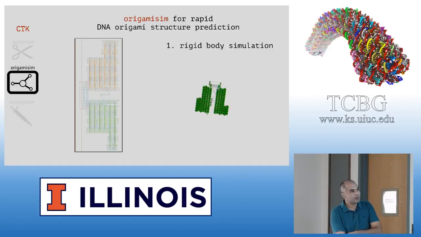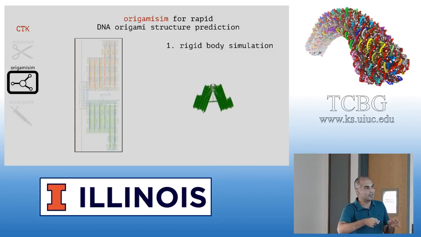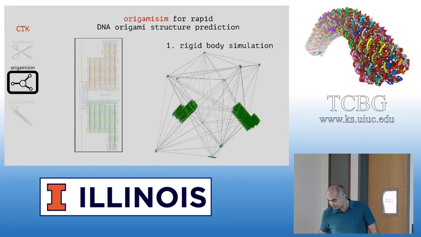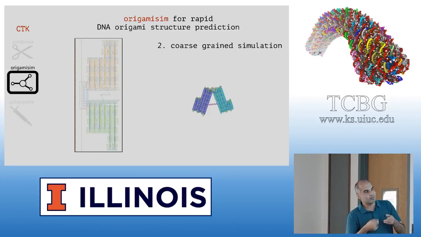The simulation part consists of two parts. The first part is a rigid body. Having this design, we represent it in terms of a graph, like the previous problem. Then we apply a depth-first search to identify regions that are strongly connected based on certain criteria, and cluster them into different rigid bodies. It will look something like that: first it blows up, and after that it brings things together. Then the second part, once every rigid body is registered in 3D space, we continue to the next step, the coarse-grained simulation.